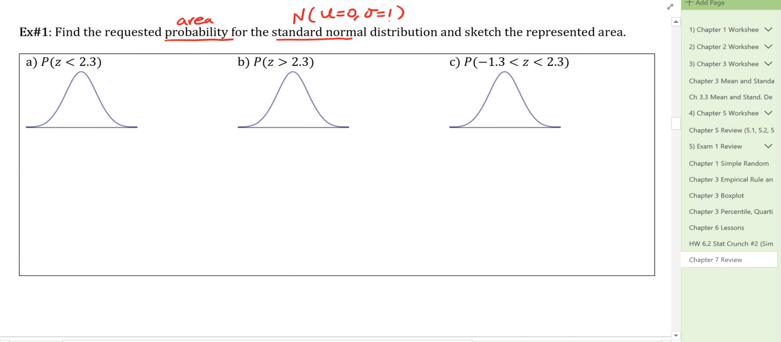So let's do it. I'm going to draw the picture. This is my mean. Mean is 0. Let me write in the middle. Mean is 0, standard deviation equal to 1. Okay, let's draw the picture.